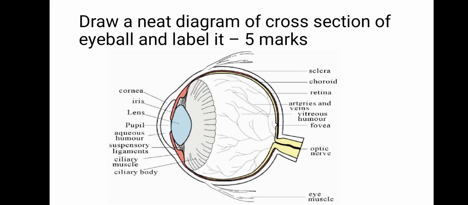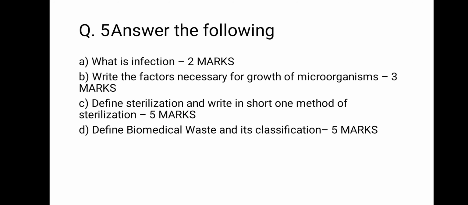Answer the following. A. What is infection? 2 marks. B. Write the factors necessary for growth of microorganisms. 3 marks. C. Define sterilization and write in short one method of sterilization. 5 marks. D. Define biomedical waste and its classification. 5 marks.